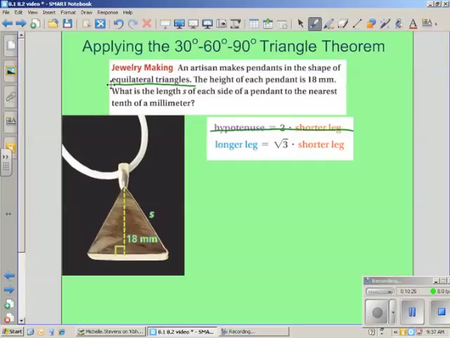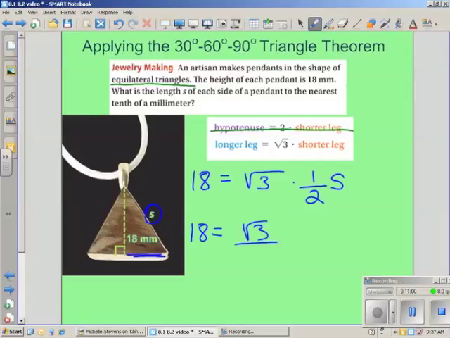So let's substitute the values. Longer leg, 18 millimeters. So 18 equals radical 3 times the shorter leg. Well, here's the shorter leg. Because we know this is an equilateral triangle, this has to be half of length s. So we will do radical 3 times 1/2 of length s. Let's simplify. 18 equals, multiplying straight across, radical 3 times 1 is radical 3, so radical 3 over 2 times s.